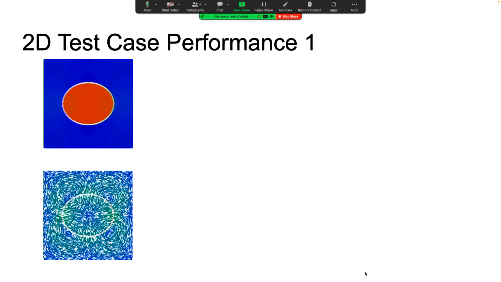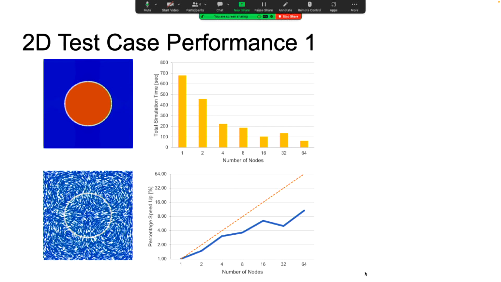Next, we're going to start with a simple test case. This is a spring that has been stretched to become an ellipse, and then we let it go, and the elasticity forces are going to make the ellipse collapse into a circle. We did a speed test on this, and as you can see, we started with a good linear speedup, but then we dropped below linear as we went higher and higher.